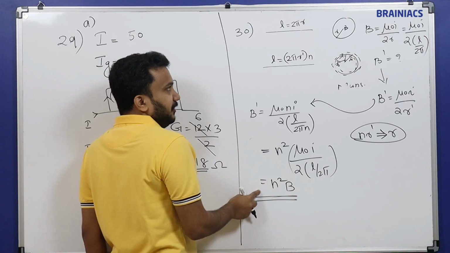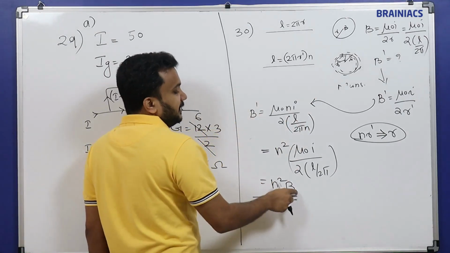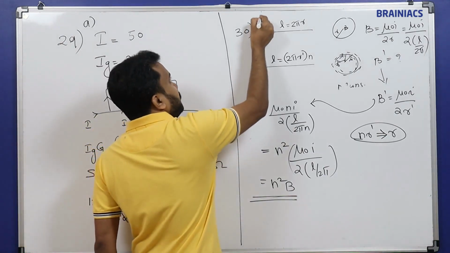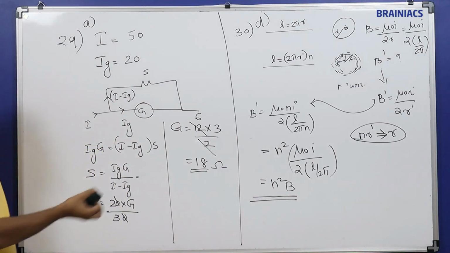And we got the magnetic field induction for n number of turns of the coil equal to n square times B. So the 30th answer is option D. Hope this is clear to you. We'll move to the next one.